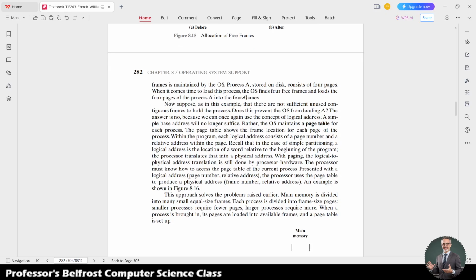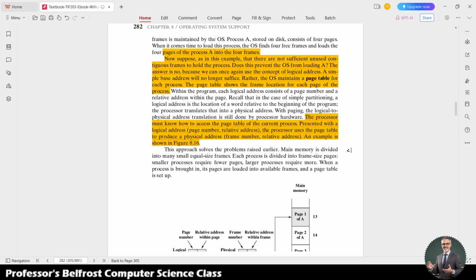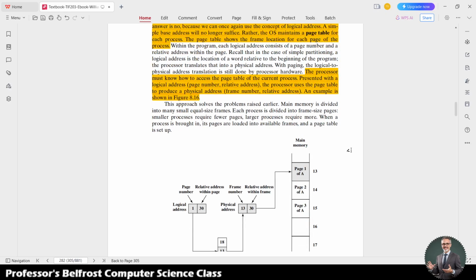So, suppose that there are not sufficient unused contiguous frames for a process. Then does this prevent the OS from loading a process? The answer is actually no, because we can once again use the concept of logical address. We build a page table for each process, and the page table can show us the frame location for each page of the process. Okay, so the processor must know how to access the page table of the current process and present it with a logical address. Then the processor uses the page table to produce a physical address.